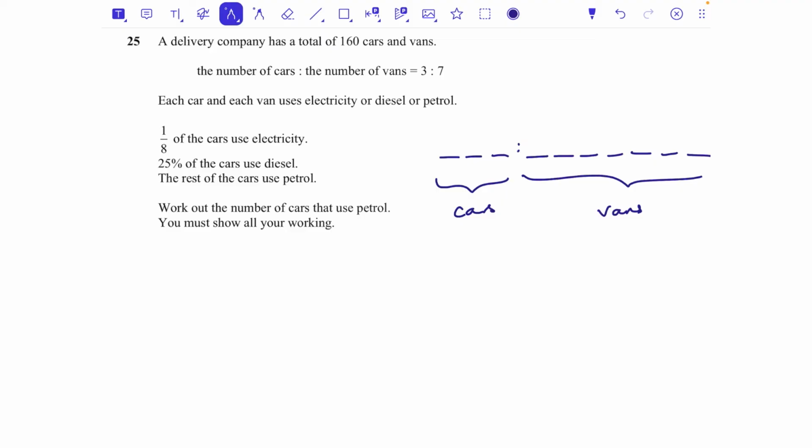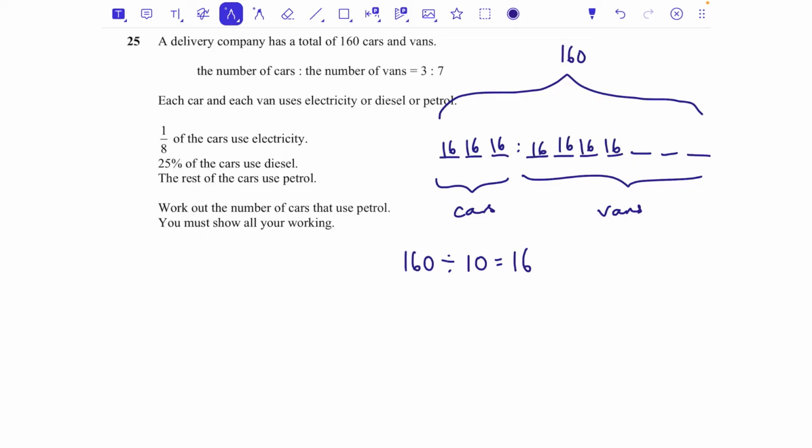So first let's work out how many cars and how many vans we have. We know that all of this is equal to 160. So I need to share the 160 equally over those lines. And I've got 10 lines, 1, 2, 3, and 7 on the other side. So I've got 10 little lines there. So 160 divided by 10 is 16. So we know there are 16 vehicles on each of these little lines, which means that there are 3 lots of 16 to work out the number of cars, and 7 lots of 16 to work out the number of vans.